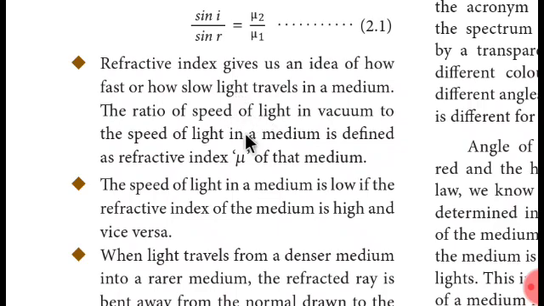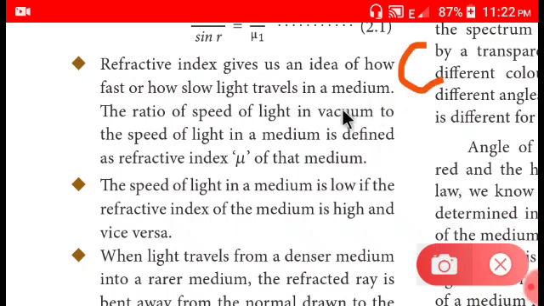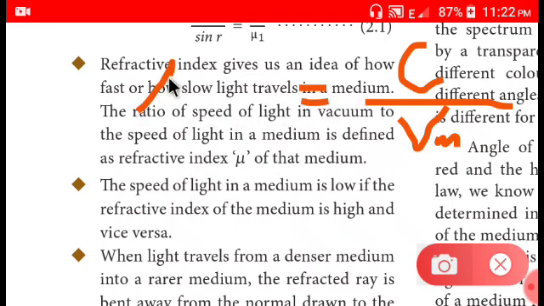So actually they are giving two things: how fast, how slow. So what is it going to denote? We are going to see that the ratio of speed of light in vacuum, which is denoted by c, and since it is a ratio, I will be dividing it by the speed of light in a medium, say m.